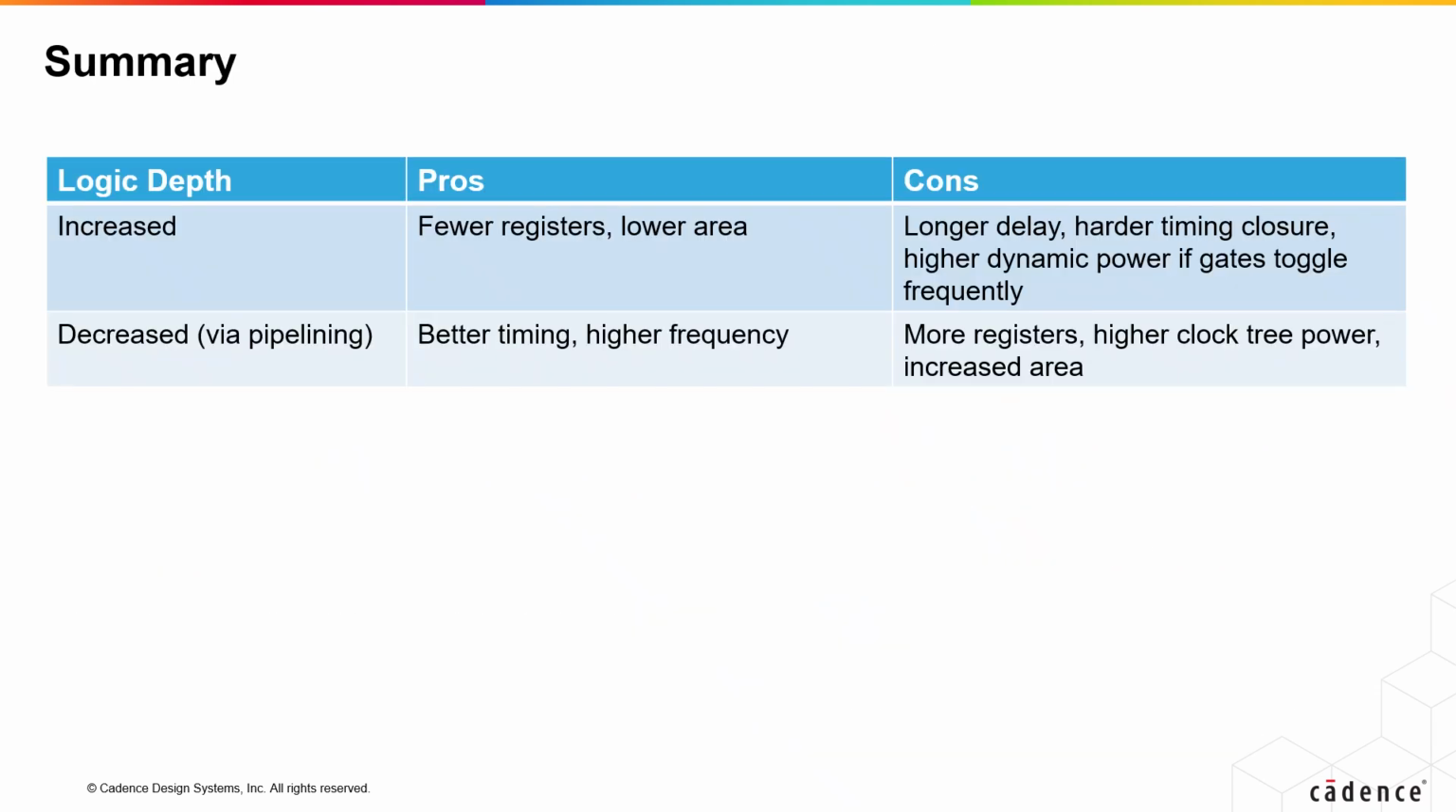In summary, when logic depth increases from a lower value, it reduces the number of sequential cells in the area, but it also leads to longer delays, timing issues, and increased dynamic power. Conversely, decreasing logic depth from a higher value improves timing and reduces frequency, but it results in more registers, higher power consumption in the clock tree, and increased area due to additional registers through pipelining.